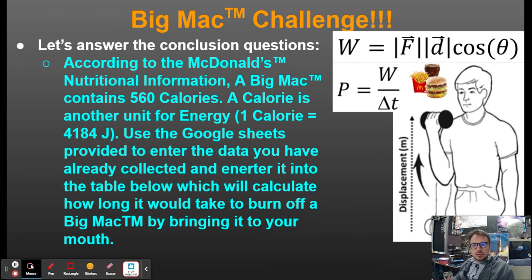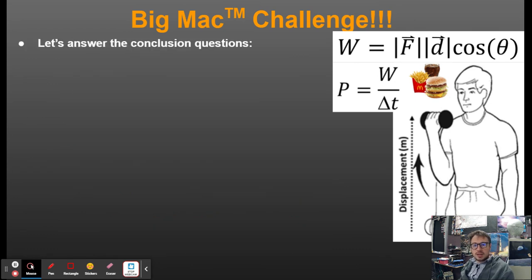According to the McDonald's nutrition information, a Big Mac contains 560 calories. A calorie is another unit for energy. 1 calorie equals 4,184 joules. So there was a Google Sheets where you just enter the amount of reps and the amount of work done, and it will automatically calculate how long. So it comes out to like 1 to 2 weeks, right? Depending on how fast that person is lifting that object up to their mouth.